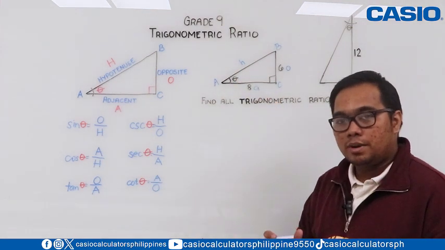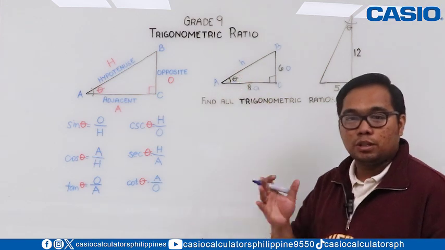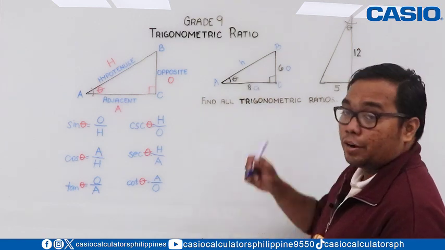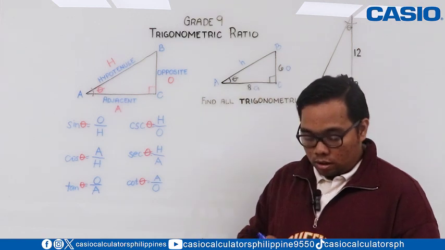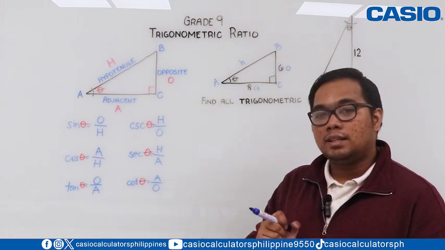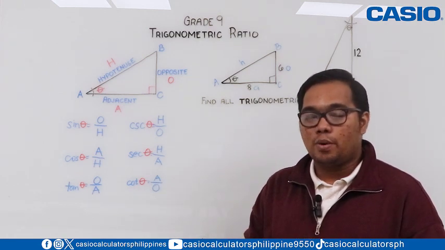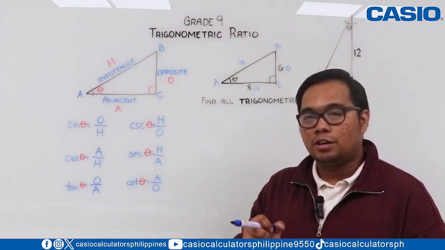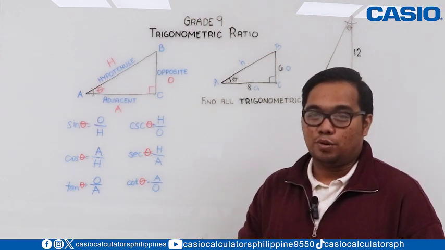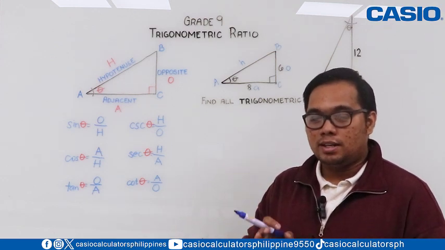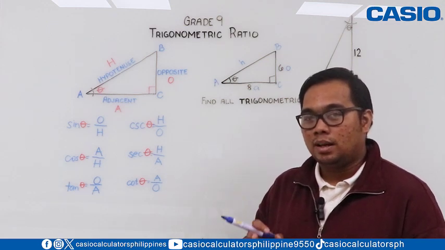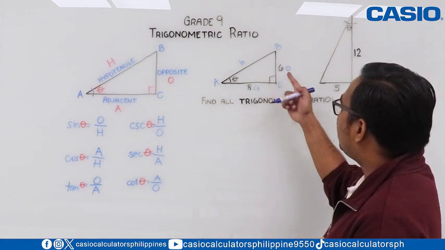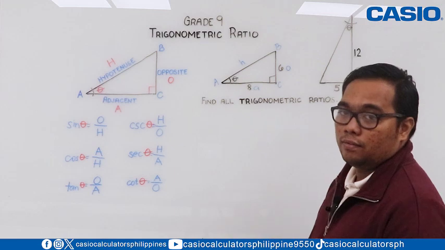Now, for us to determine the value of H, we will use what we have learned in our third quarter, which is the Pythagorean theorem. The Pythagorean theorem states that the sum of the squares of the two sides of a right triangle is equal to the square of the longest side called the hypotenuse. So now, given that theorem, we define our equation using our given values.